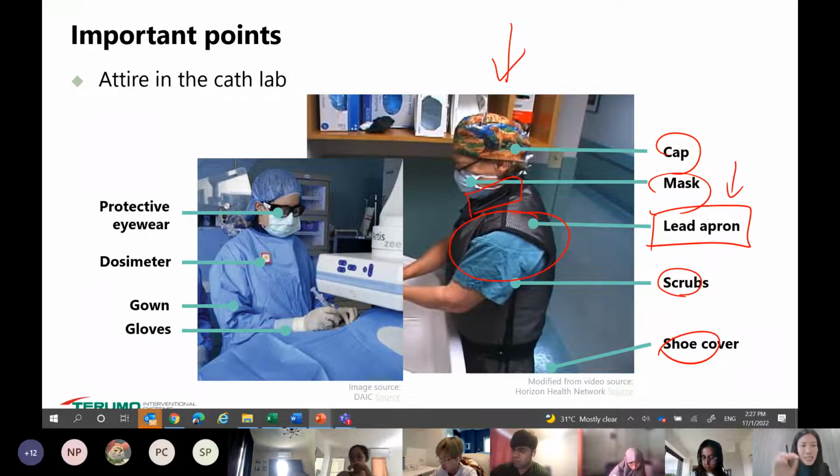Okay, so in the cath lab, you definitely have the lead apron. And the operators actually have additional things that you don't see just now, like the protective eyewear, gown, and gloves. The operator is in direct contact with the patient, and they have to be really sterile and really clean to ensure patient safety. So basically, you can treat the operator as being very sterile.